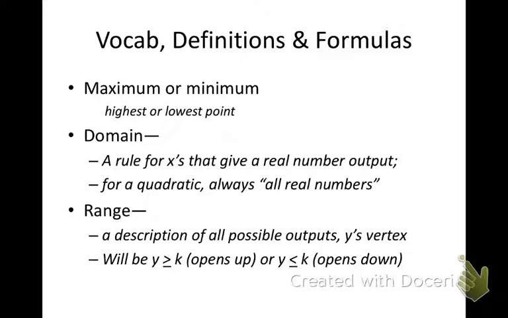A range is a description of all the possible outputs, or y's, that you can get in a quadratic equation. It will be that y is greater than or equal to the k value if the parabola is opening up. If the parabola is opening down, then our range rule will be that our y values will always be less than or equal to the k value. If you need to, pause the video to get down those definitions. And now we'll start graphing.